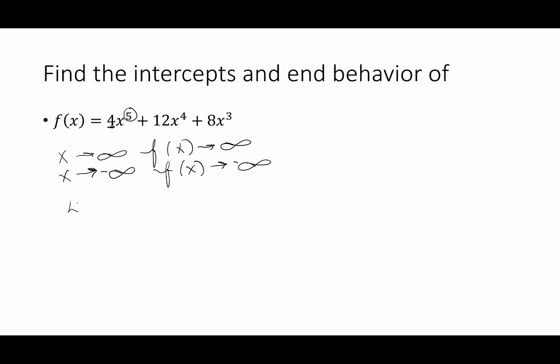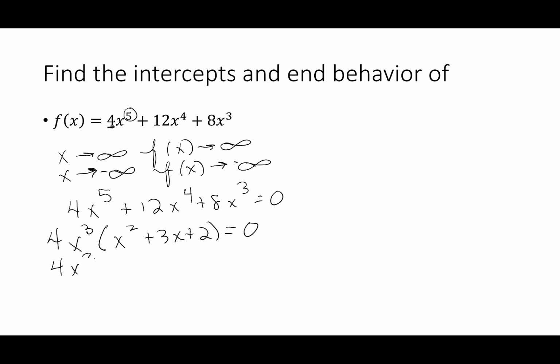To get the x-intercepts, I'm going to take 4x to the 5th plus 12x to the 4th plus 8x cubed and set it equal to 0. Very lucky. All of the terms are divisible by 4. All of the terms I could divide by x cubed. So when I divide that out, I get x squared. I get 3x plus 2.